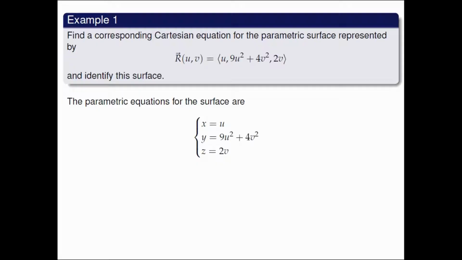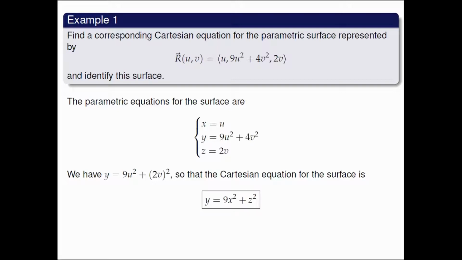Gagawin natin dito, i-express natin yung y in terms of x and z. Observe that 4v squared is the square of 2v. So we have y equals 9u squared plus the square of 2v. Since x equals u and z equals 2v, the Cartesian equation for the surface is y equals 9x squared plus z squared. And this equation represents an elliptic paraboloid.